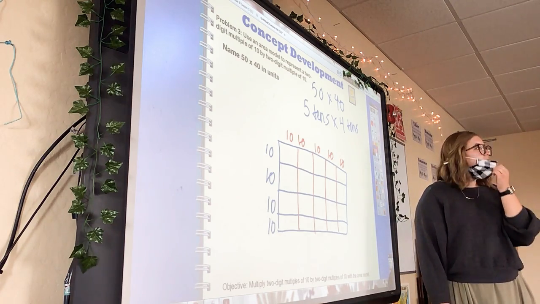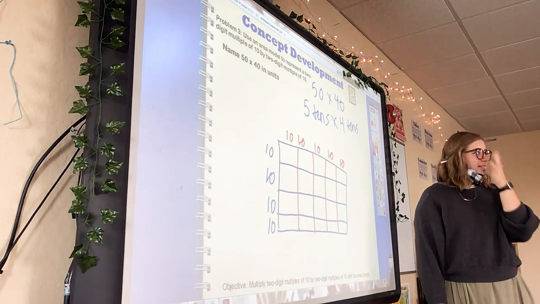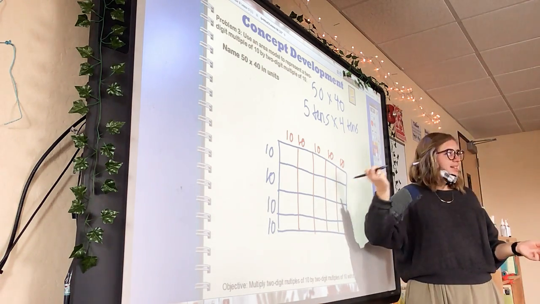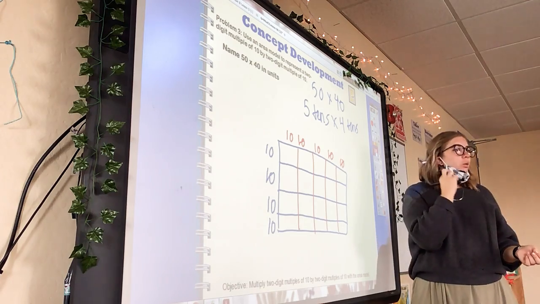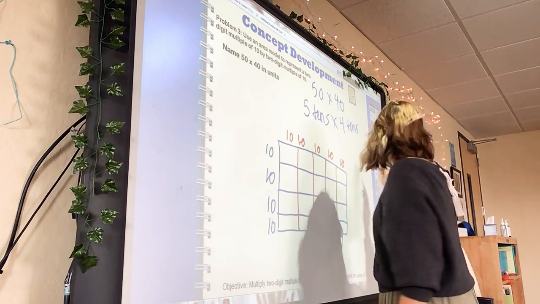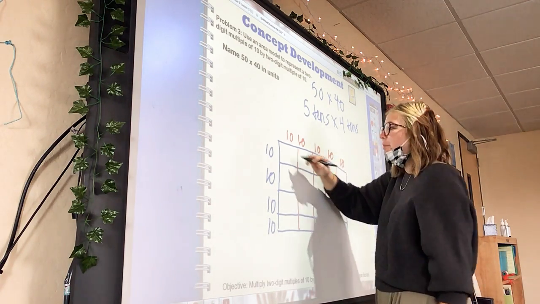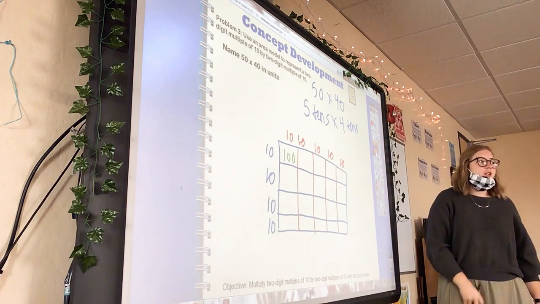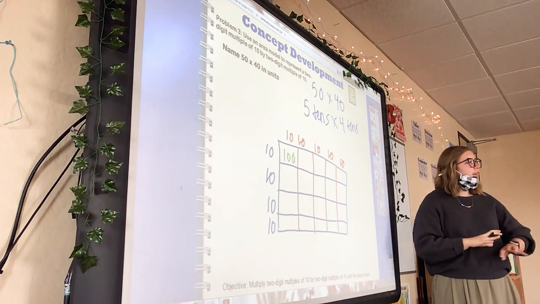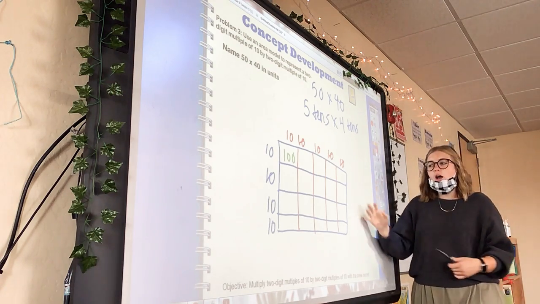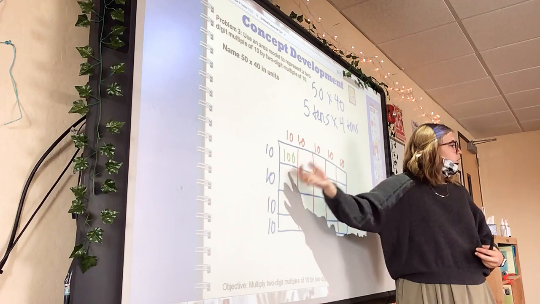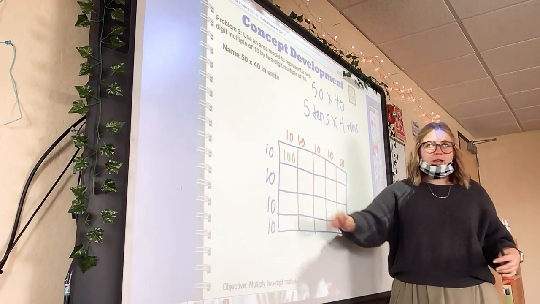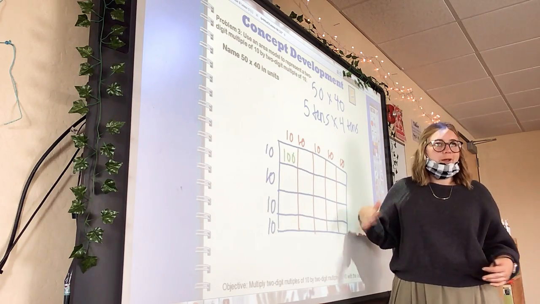All right, and then pretty much already you guys know that 10 times 10 is what? 100. So each of these little boxes is going to equal what? 100. You can write 100 in all of the boxes if you want, but I give you permission to just write 100 in one of them, and that will show that all of them are going to be 100 because they're all equal. You don't have to put 100 in all of them. We can assume that the rest are going to be 100.